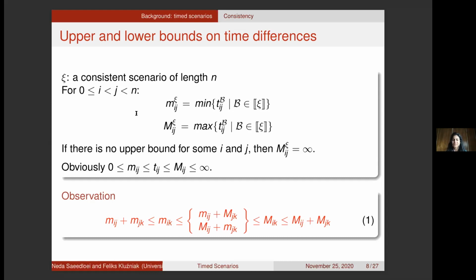And then here we have this collection of 4 inequations. We refer to them as the golden equation. It specifies the relations between min ij and max ij for all the behaviors that are allowed by a scenario. For example, intuitively, the first inequation says that the minimum distance between event i and j plus the minimum distance between event j and k must be at most the minimum distance between i and k.